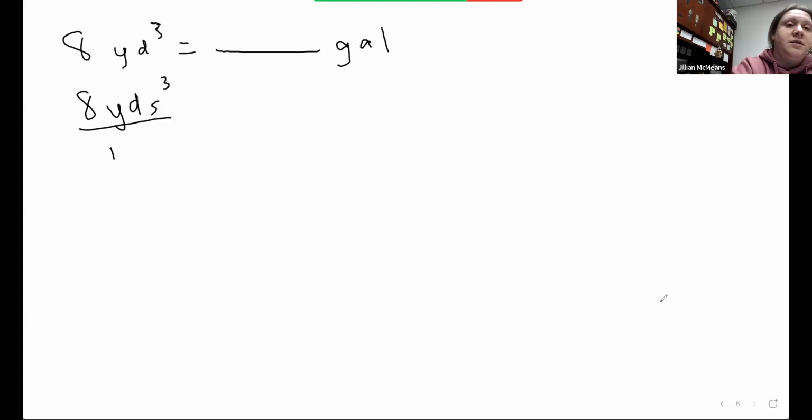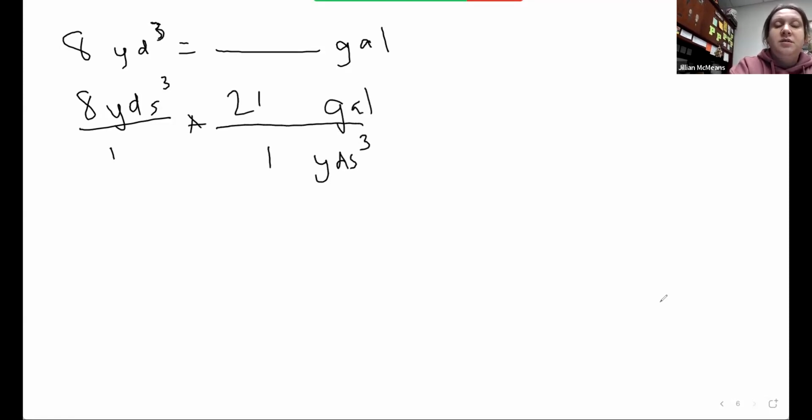That's supposed to be a 3 right there. All right, now we're going to multiply by a unit fraction that relates cubic yards to gallons. And 1 cubic yard is approximately 200 gallons. Okay, so we clean things up a little bit.